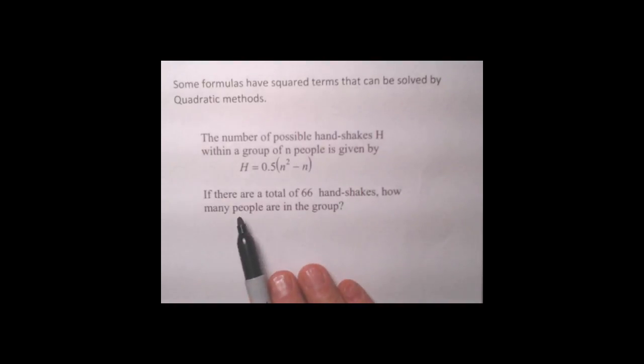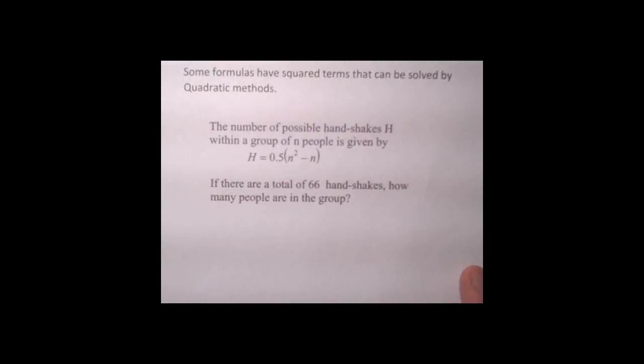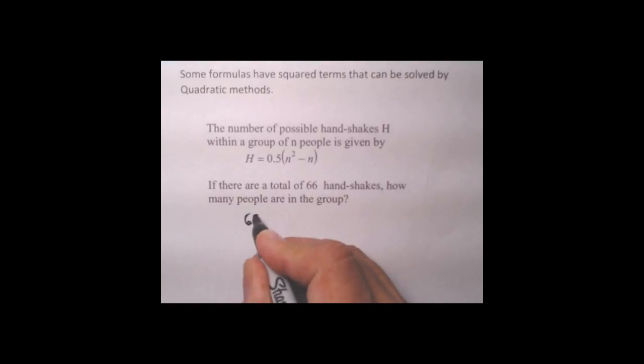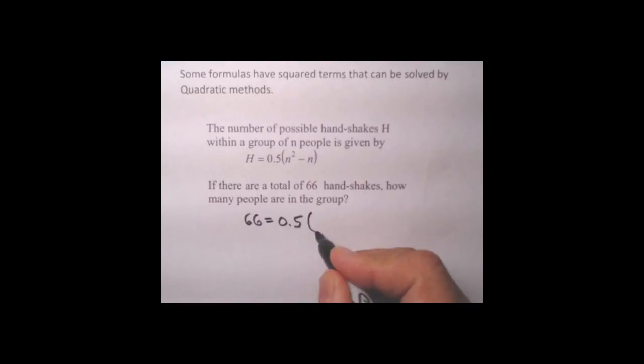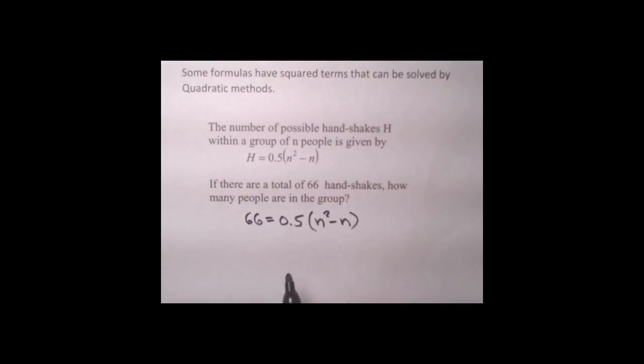Well, in this particular problem, they tell us there are a total of 66 handshakes. So how many people are in the group? Let's take a look at how we can solve this. Remember, H is 66, so I've got 66 equals 0.5, and in parens, n squared minus n. One of the best things to do here, you see this 0.5 times the guy in parens? That's going to cause us trouble as we go on.